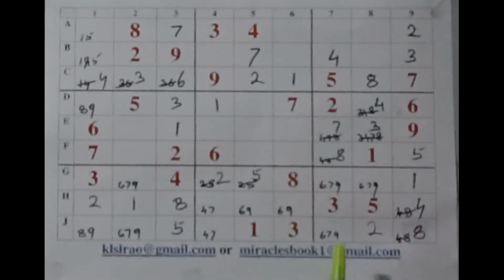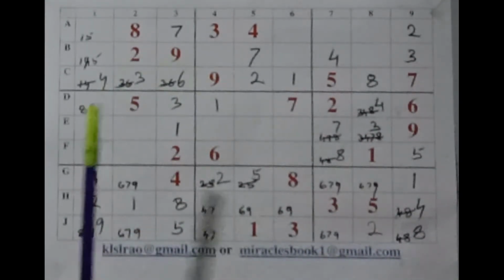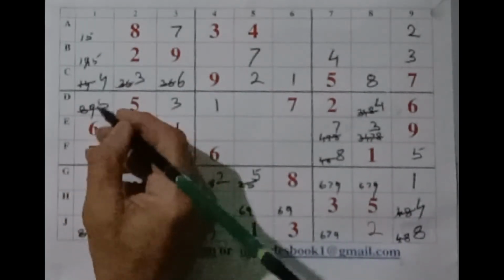Okay. And then 6. This row. This 8 will disturb this pair. You get a 9 here. And above it will be an 8. That's an 8. Very good.